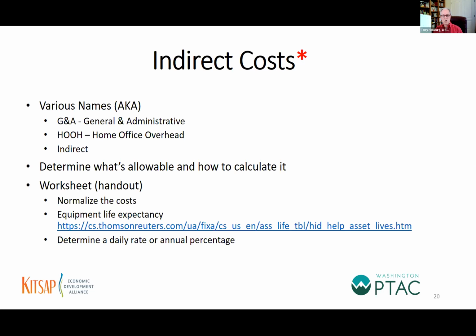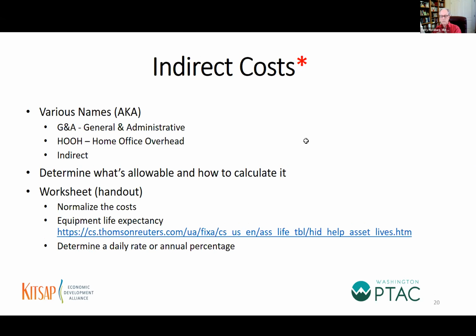So this is a worksheet that will help you jog your memory of the types of indirect costs to include in your pool of expenses. So things like the owner of the company, their salary, the vice president, the accountant, the bookkeeper, any bonuses that you pay to the office staff at the headquarters.